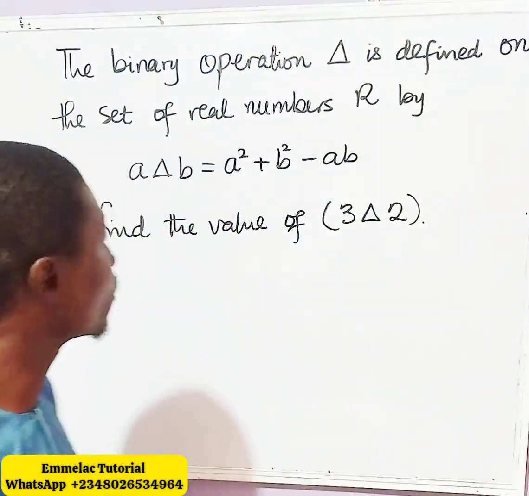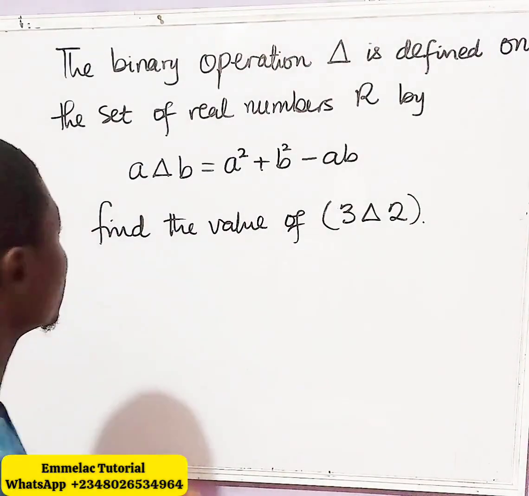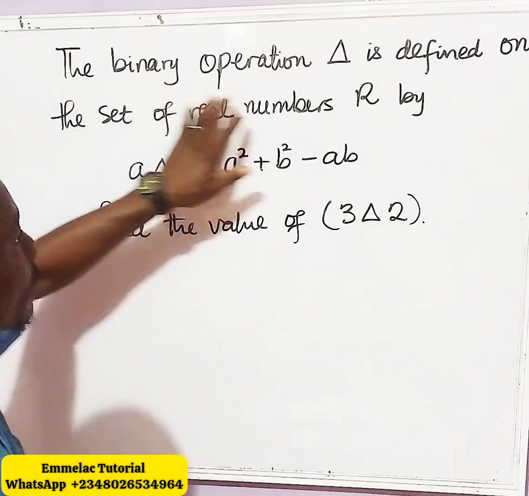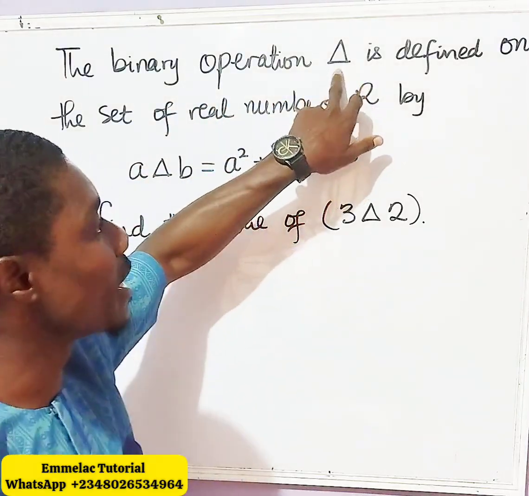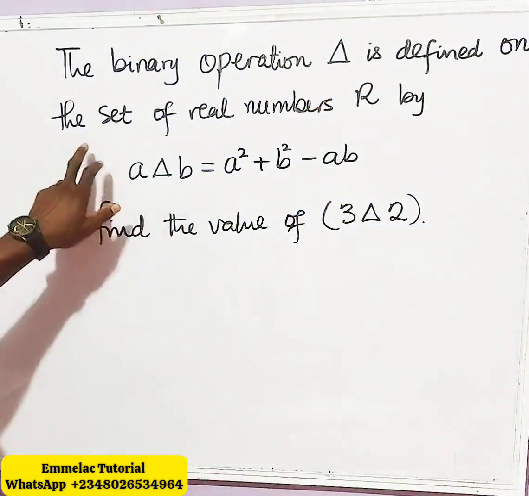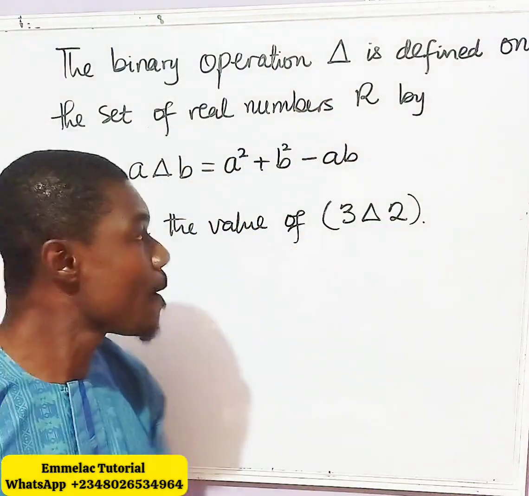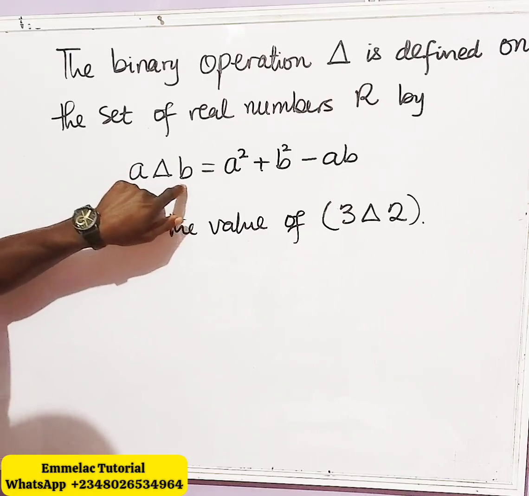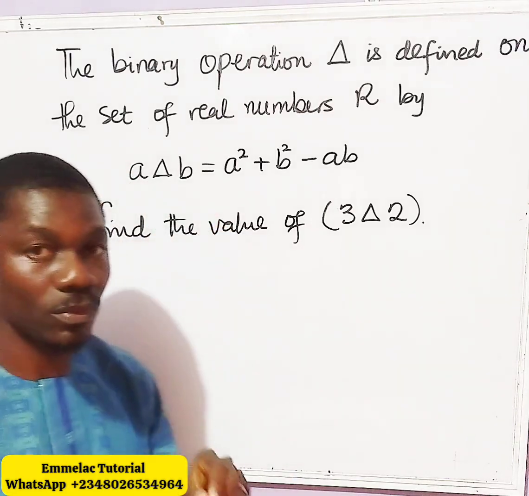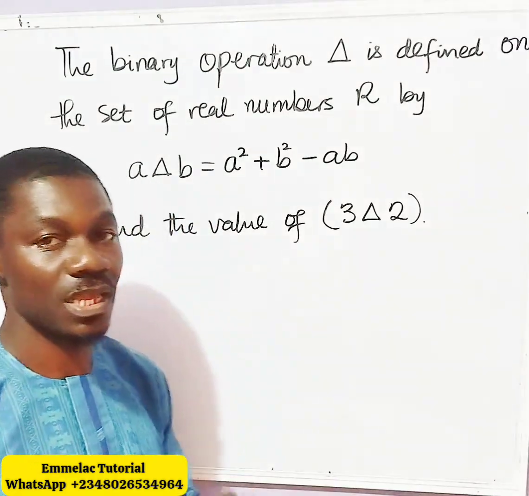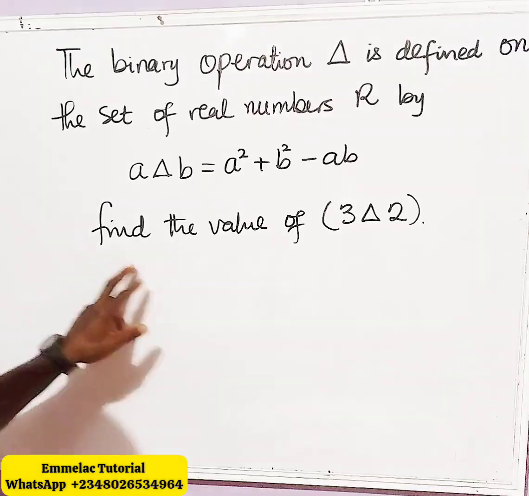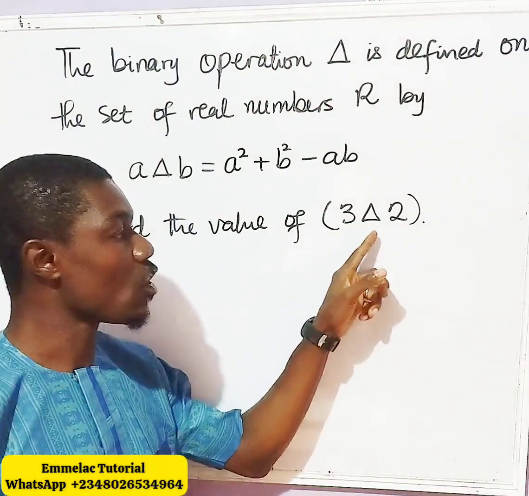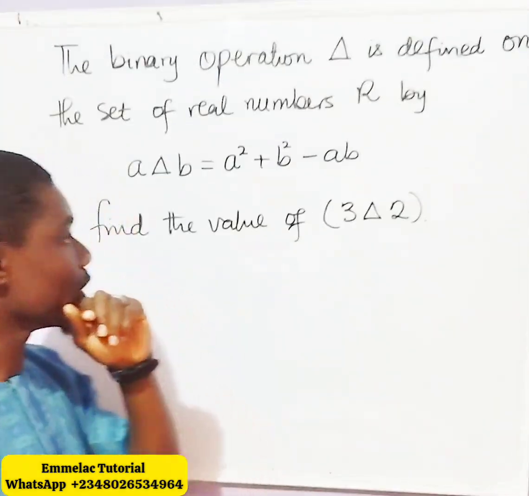Now let us look at this question under binary operation. It reads that the binary operation, denoted by this sign, is defined on the set of real numbers R by A operation B equals A squared plus B squared minus AB. We are going to find the value of 3 operation 2.